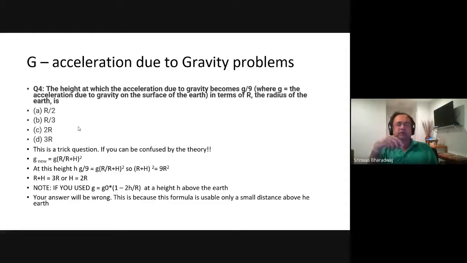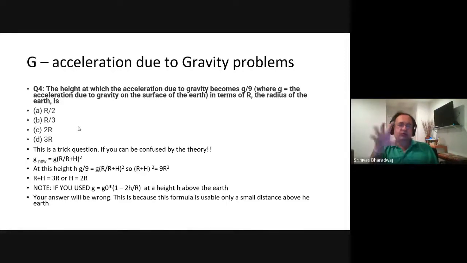And that's proportional to 1 by r square, right? So at a height h, the new g is g by 9, right? So the g and g cancel. Therefore, (R plus h) square equals 9R square. Therefore, when you solve that, you have R plus h equals 3R. So h equals 2R.